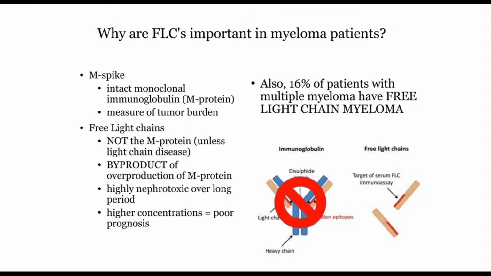Finally, another important thing to note about free light chains in myeloma patients is that approximately 16% of myeloma patients have what is referred to as free light chain myeloma. This is a situation in which the myeloma cells have lost the ability to produce heavy chains to accompany the light chains being generated. In these cases, patients have high concentrations of monoclonal free light chains in their serum, and these free light chains essentially become the patient's M protein.